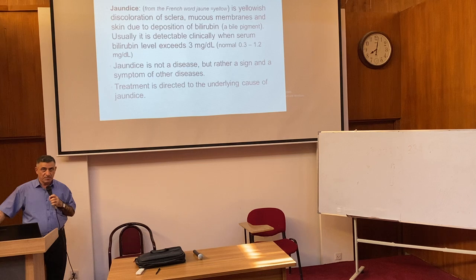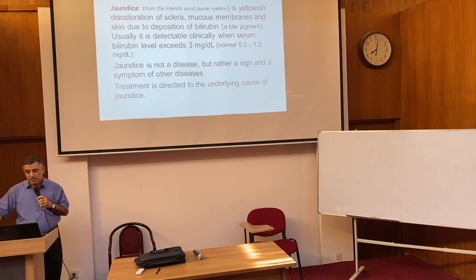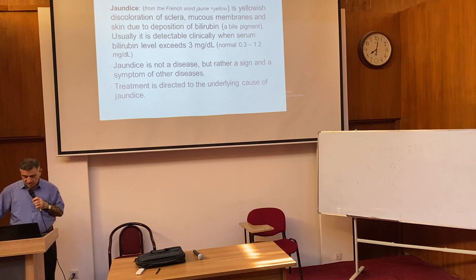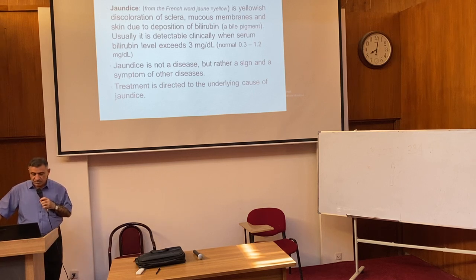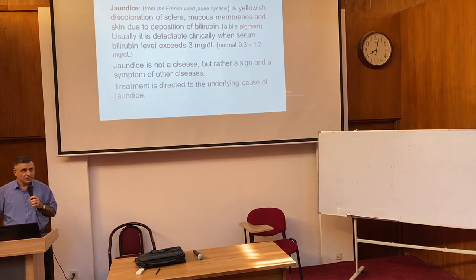Now we will talk about the metabolism of bilirubin in the tissues. And clinically it is detected usually when it is 3 milligram per deciliter or more. Normally bilirubin is up to 1 milligram. Rarely maybe up to 1.2.